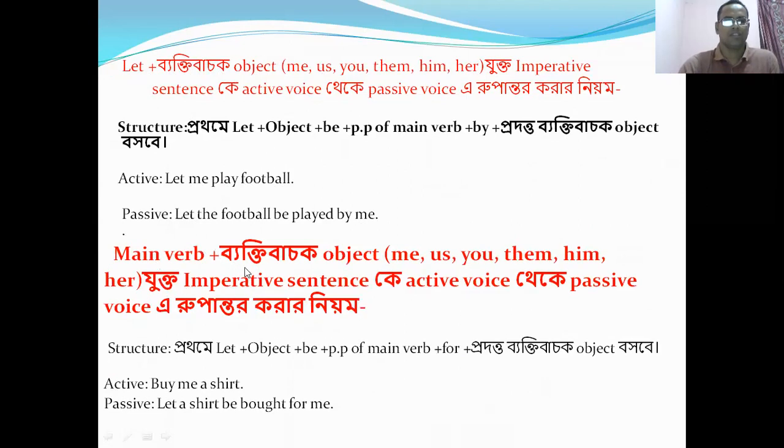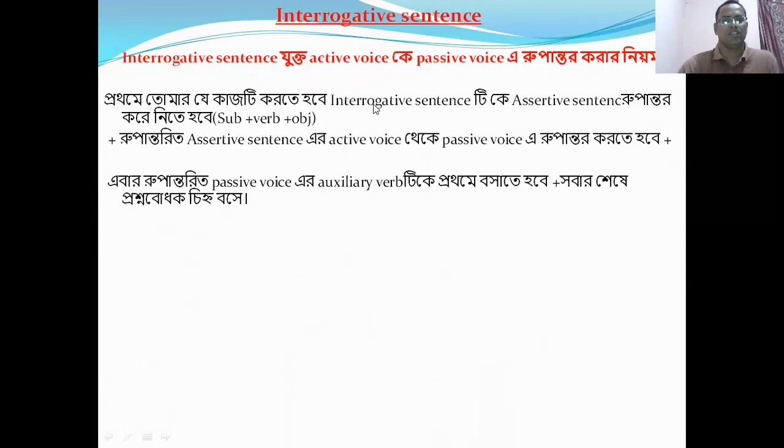If we get an object like me, you, them, him after the main verb, then we have to use for instead of buy. Buy me a shirt. Let a shirt be bought for me. Let's see interrogative sentences, voice active to passive.